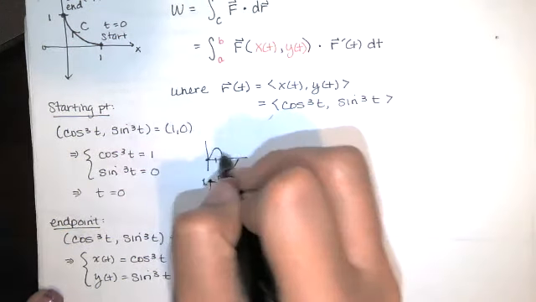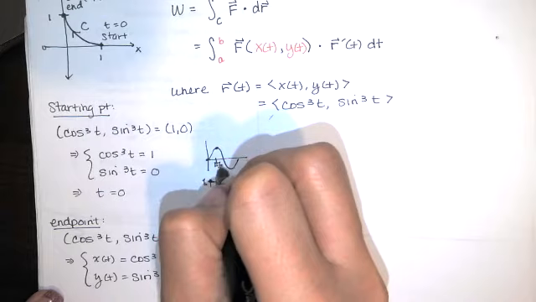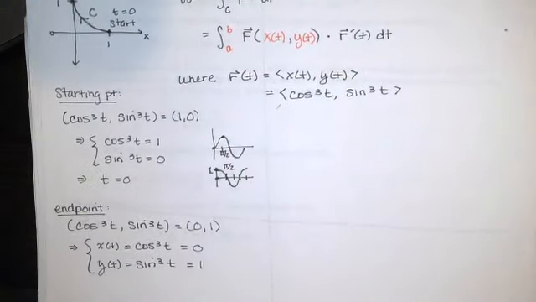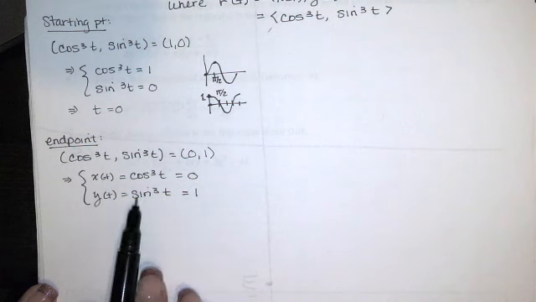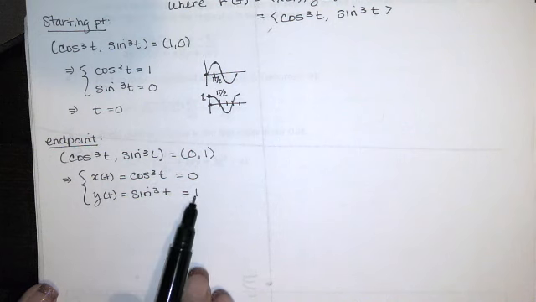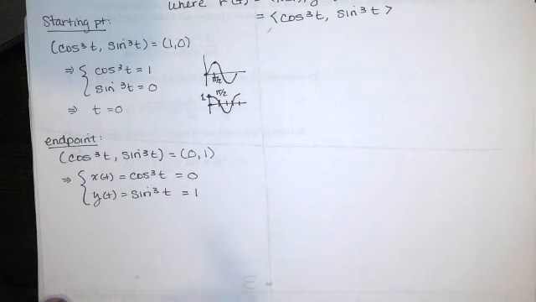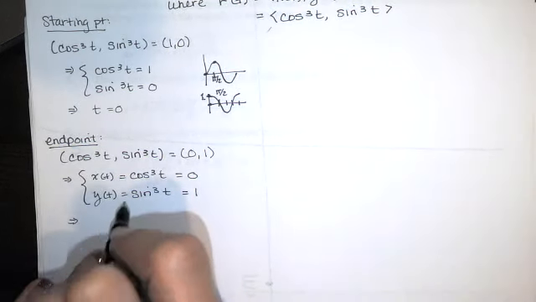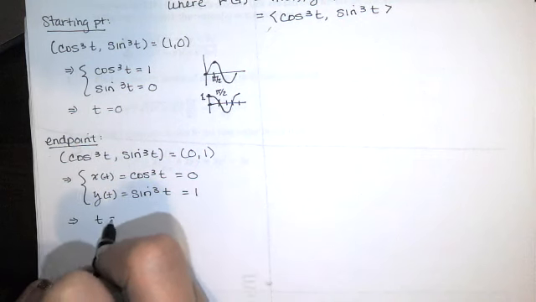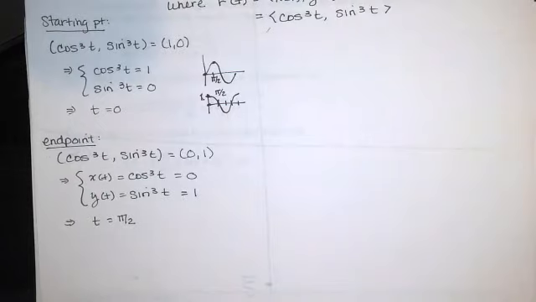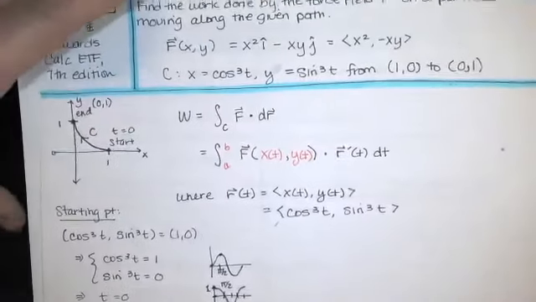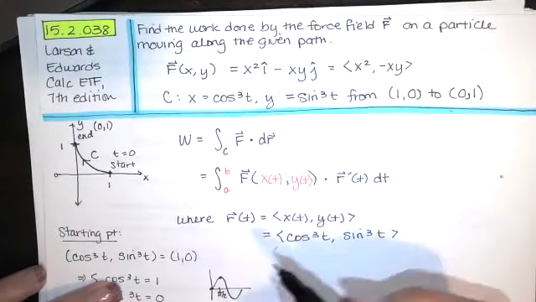And when t equals pi over 2, at the same time, sine is equal to 1. So cosine is 0 at t equals pi over 2, and sine is 1 at t equals pi over 2. So when we cube them, 0 cubed is 0, 1 cubed is 1. So that is a solution to this system of equations. Okay, so that is one way that we can evaluate this line integral.